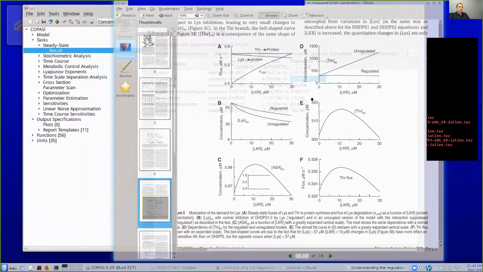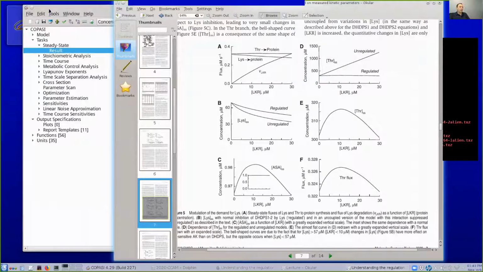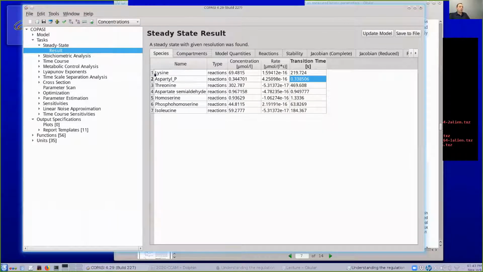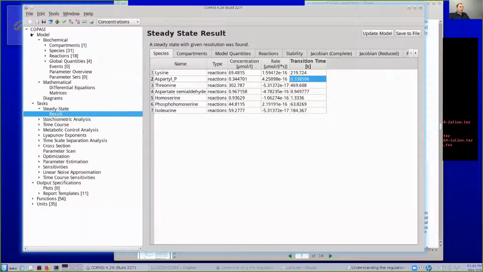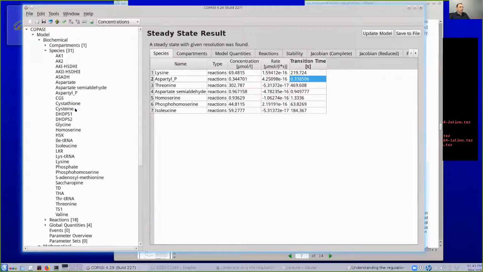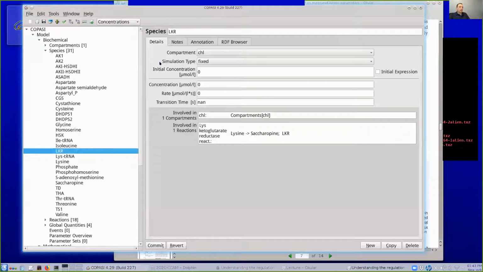If you were to read the details of that, you find out that they changed LKR between 0 and 30. And that's what we're going to do. So how can we do that? Well, we could do it manually, by going to the model and looking for the species LKR and changing it from 0 to 0.1 and run again and do this back and forth. That's very tedious. You don't want to do that.